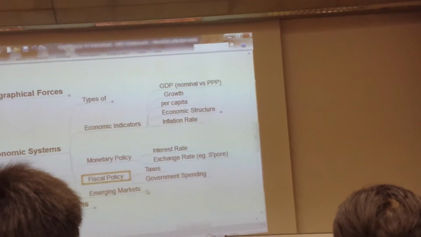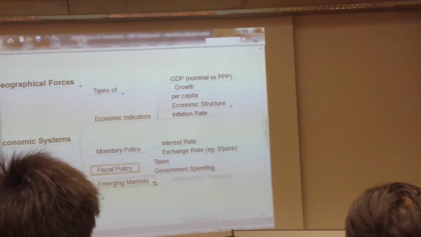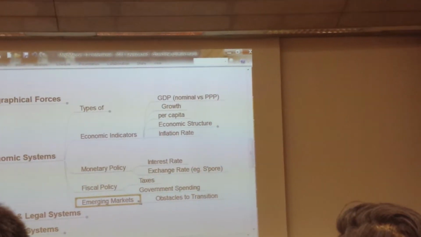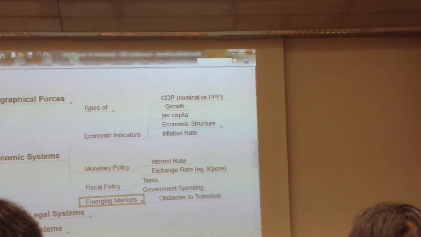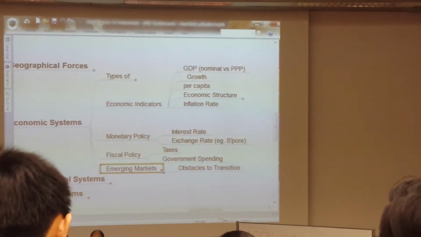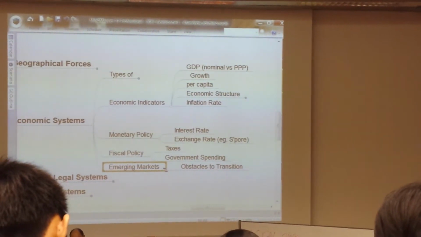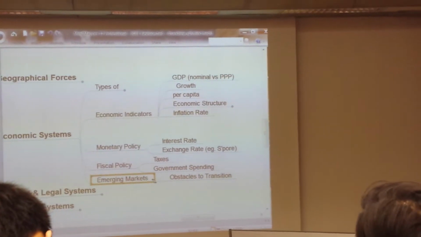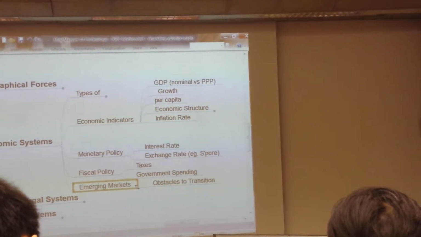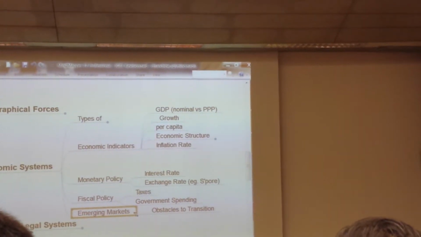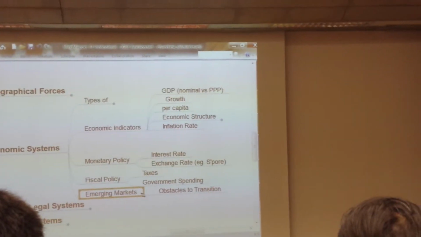Emerging markets, obstacles to transition. What do you mean by that? Example, Myanmar, they are in a different market, very centrally planned. They want to move towards more open economy. They suddenly open up their market. What are some of the obstacles to transition? Example, managerial expertise. That is what they are facing.